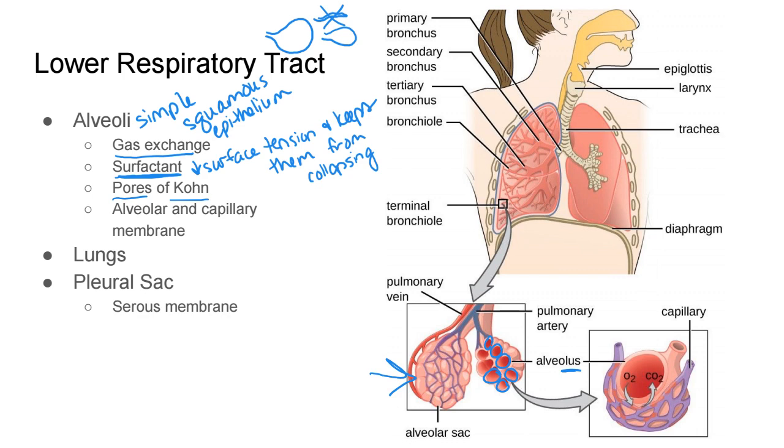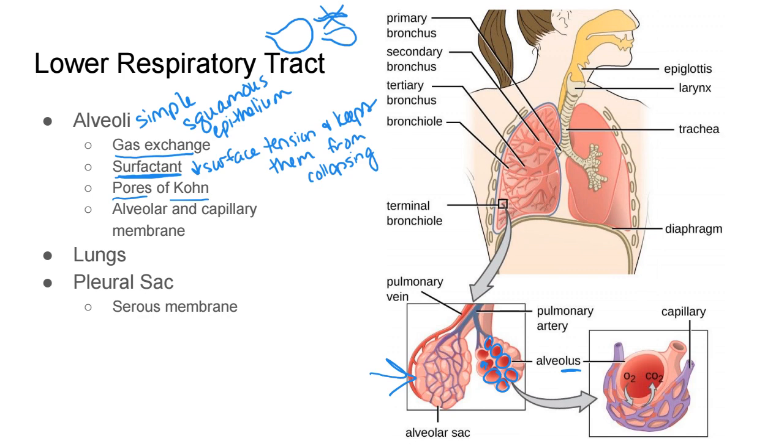Alveoli is plural. And to allow for gases and macrophages for immune purposes to move back and forth between them easily, we have these bigger openings, these pores. You can see one right there, between the different alveolar sacs.